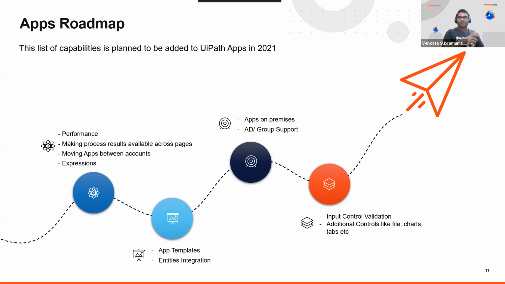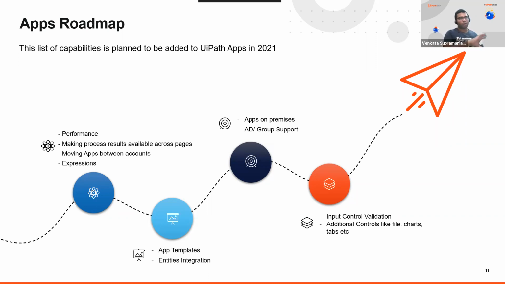Then, as I mentioned earlier, apps is a cloud product. However, you have the ability to interact with on-premise. So we wanted to make sure that apps is also available as an on-premise offering. In addition, the Active Directory and group support, which we have in Automation Cloud and Orchestrator, will be available within apps. And we are also working on improving the functionalities by adding additional controls like file, charts, and tab control, and also input control validations.